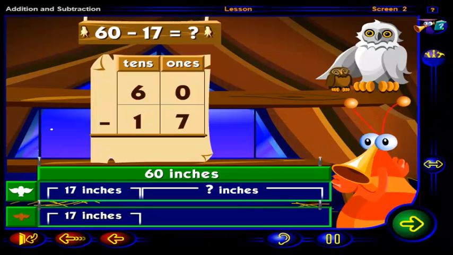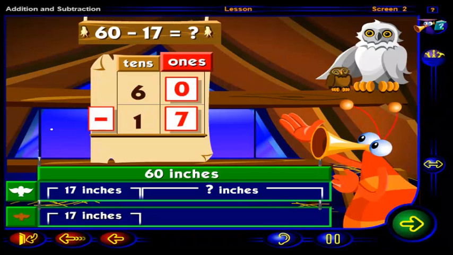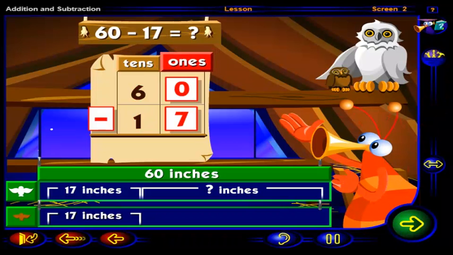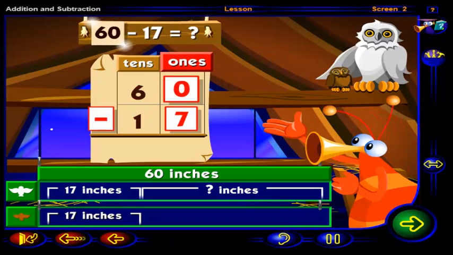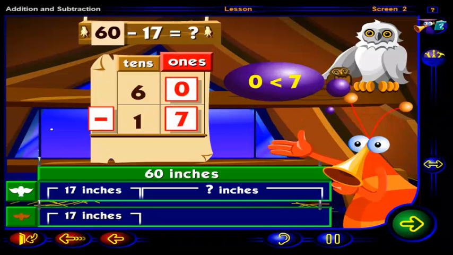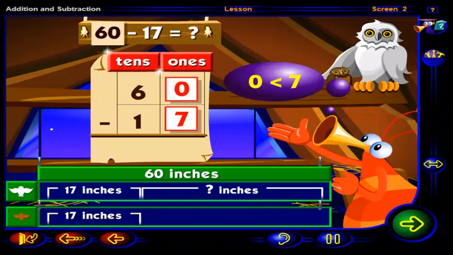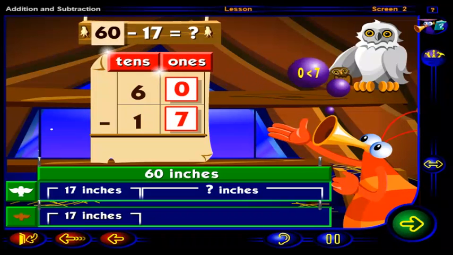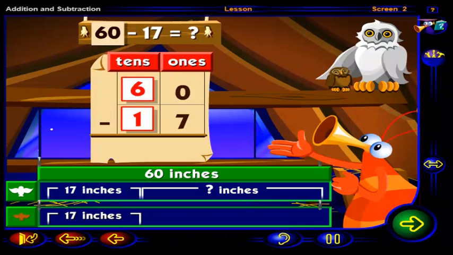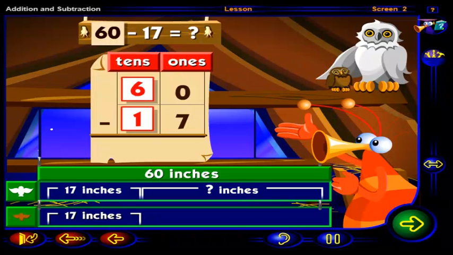Let's start by subtracting the digits in the ones place. Uh-oh, the digit in the ones place of this number is 0, and 0 is less than 7, the number we're subtracting. It looks like we'll need to regroup from the tens place. Which digit in the tens place do we regroup from? Click on the digit, then click OK.